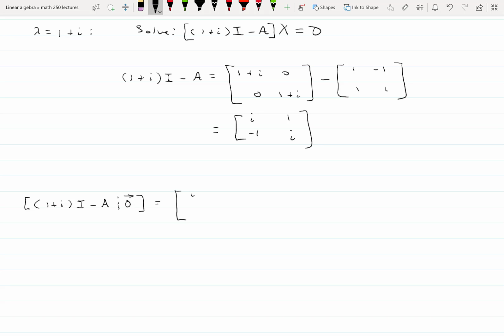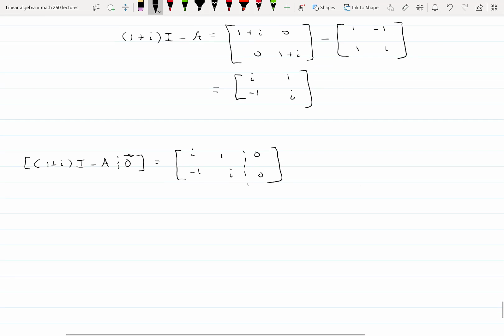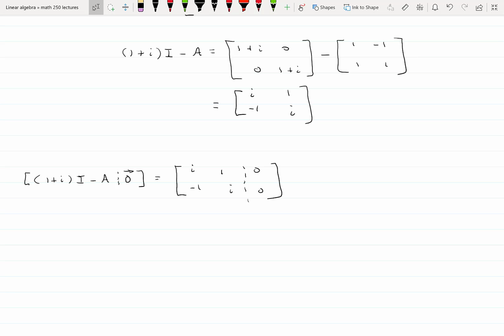So that gives me i, 1, 0, and also negative 1, i, and 0. All right, so we need to do some row reducing on this. I want a 0 as the first entry in the second row. I have to remember a couple of things here. First of all, i squared equals negative 1. We'll need that in a little bit.